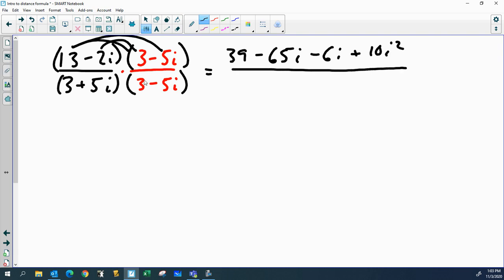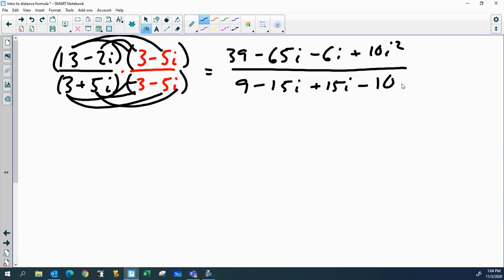We go to the denominator, do the same thing. 3 times 3, 9. 3 times negative 5i, negative 15i. 3 times 5i is positive 15i. And 5i times negative 5i is negative 10i squared. So the reason that you multiply by the complex conjugate of the denominator is because these two terms right here will always cancel to be 0.